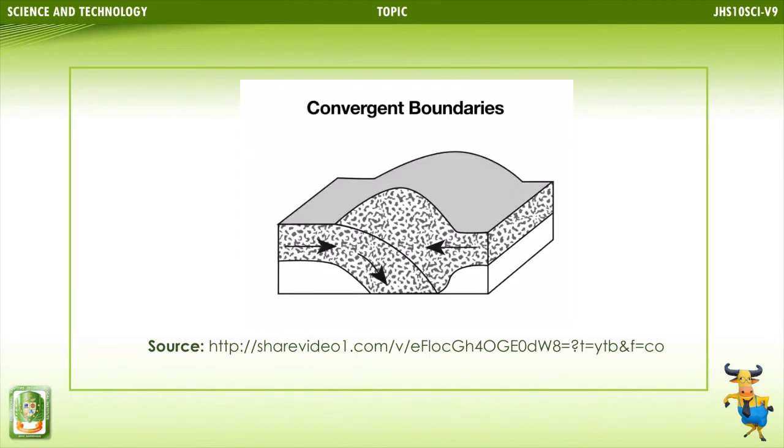Next type of plate boundary would be convergent boundaries. Now, these are a little more tricky because we have to consider not only the fact that two plates are coming together and colliding, but what type of crust is involved.